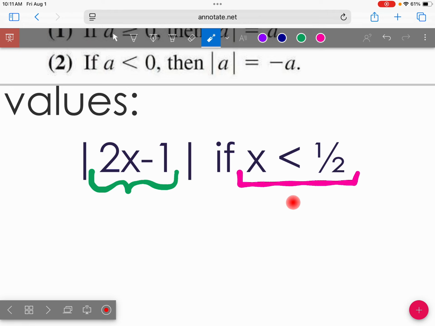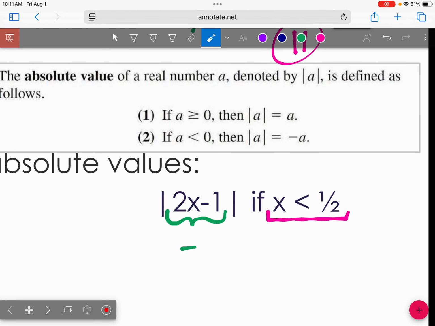So if x is less than 1/2, you could use 0, you could use -1, you could use -2. Sometimes it helps to have a number in your head. Because if x is less than 1/2, is this piece going to be positive or negative? You can use 0. If x is 0, this is -1. If x is anything negative, this is going to be even smaller. So this is always going to be negative when x is less than 1/2, no matter what happens.